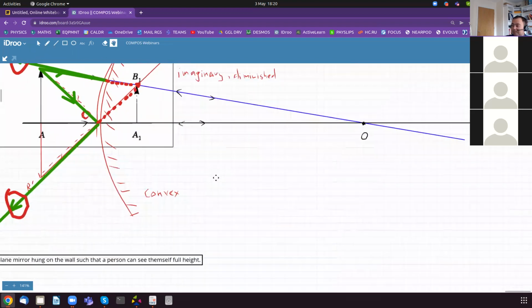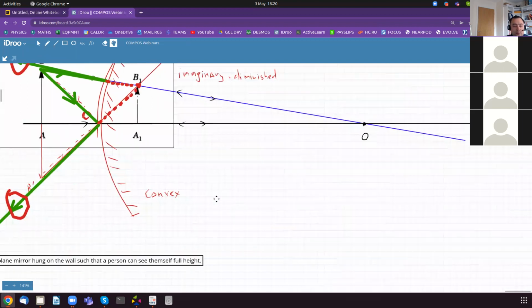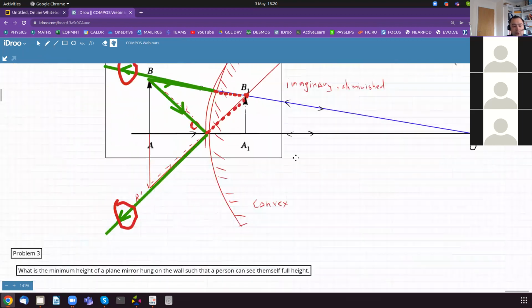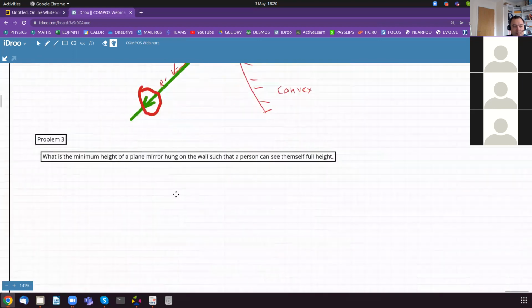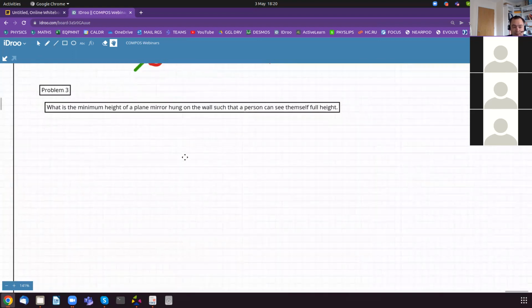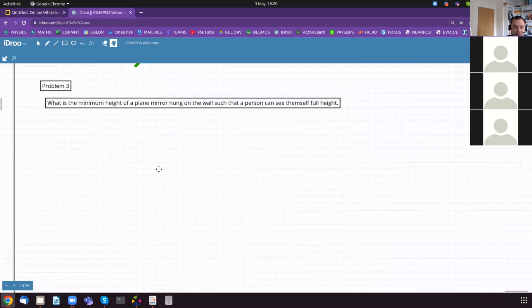Okay, good. What is the minimum height of a plane mirror? Now we're talking about plane mirrors, not convex or concave mirrors. Hung on a wall such that the person can see themselves in full height. Basically, when you stand in front of a mirror, how big should the mirror be so that you can see yourself in full height?